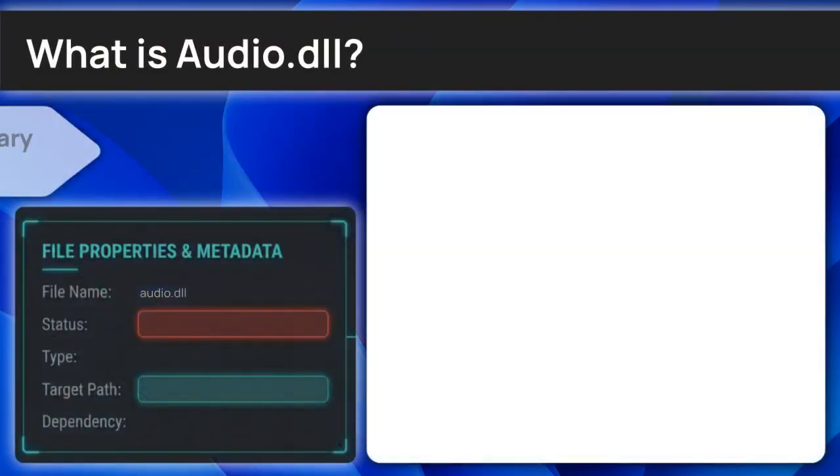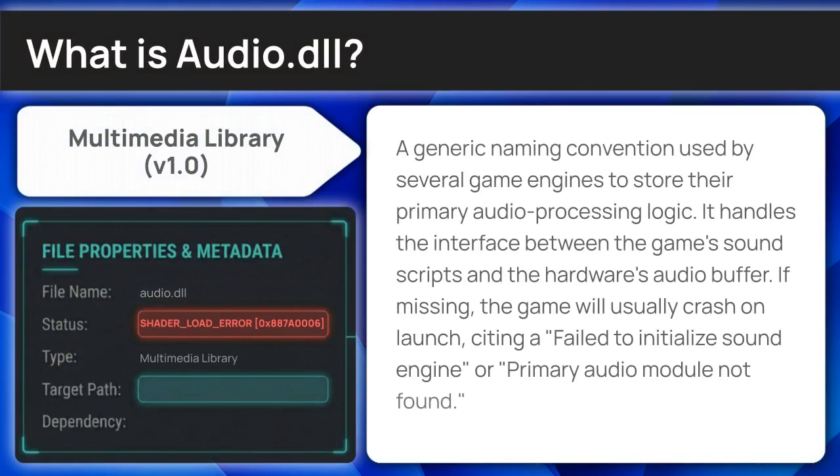This is the Audio Library, a generic naming convention used by several game engines to store their primary audio processing logic. It handles the interface between the game's sound scripts and the hardware's audio buffer. If missing, the game will usually crash on launch, citing a failed to initialize sound engine or primary audio module not found. Now that the technicals are covered, let's run the official installer.